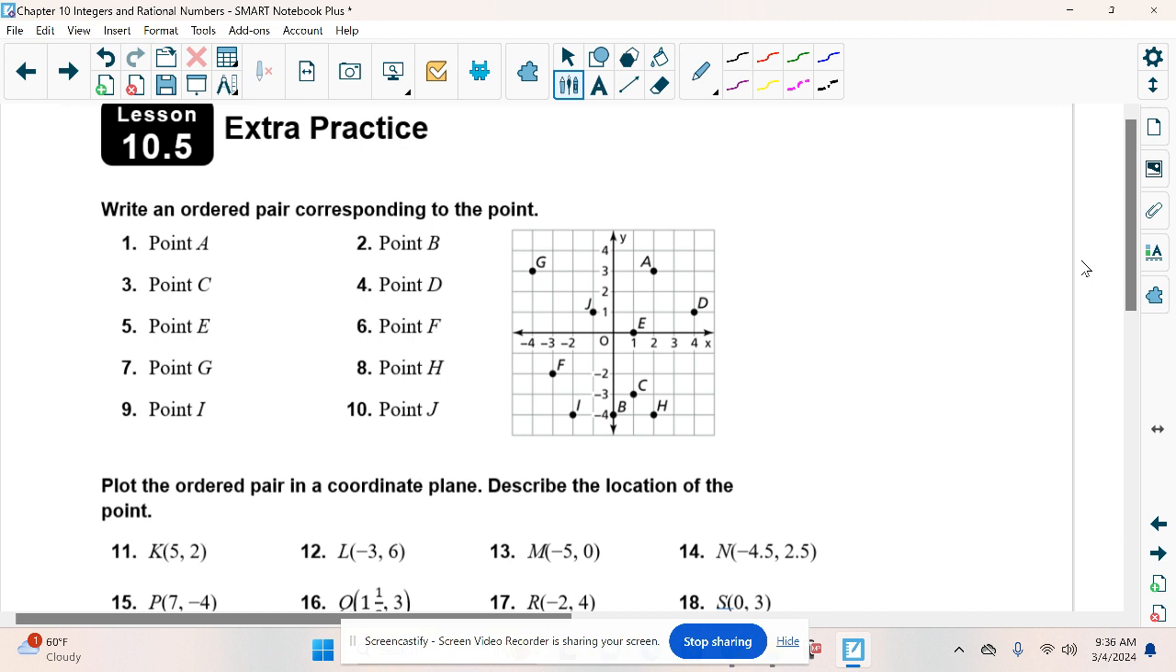Okay. Extra practice. All right, I want you to take about 3 minutes and write the ordered pair for these points. And then we're going to go over them. So write the ordered pair for numbers 1 through 10, and then we're going to go over it.